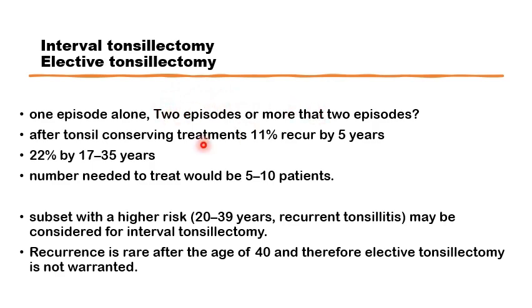The figures after tonsil conserving treatment by aspiration or incision and drainage showed a recurrence rate of about 11% within 5 years, and that may increase to about 22% within up to 35 years later on the ipsilateral side. So the number needed to treat would be between 5 and 10 patients for these quite significant rates of recurrence if aspiration or incision and drainage alone are used. Probably 2 episodes of peritonsillar abscess would justify having the risks of an elective tonsillectomy.